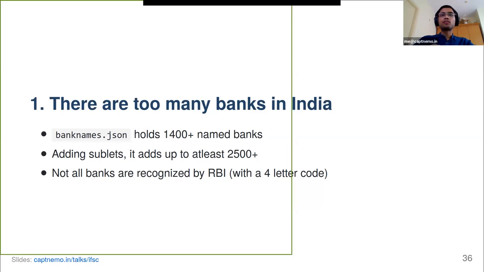So the first is there are actually too many banks in India. Our current bank name JSON file holds 1,400 plus banks. If we add additional banks from various other sources, which are currently not in the file, it adds up easily to 2,500 plus banks within India. Not all banks are completely recognized by the RBI.